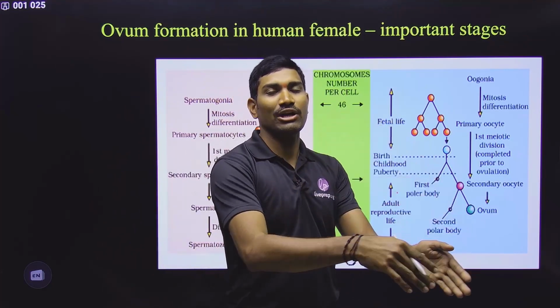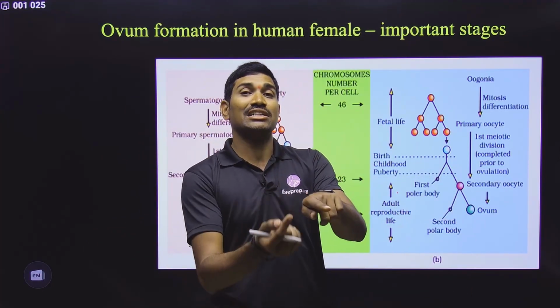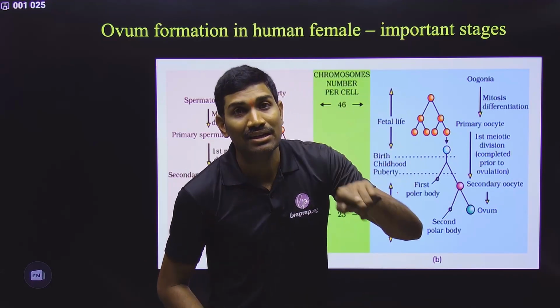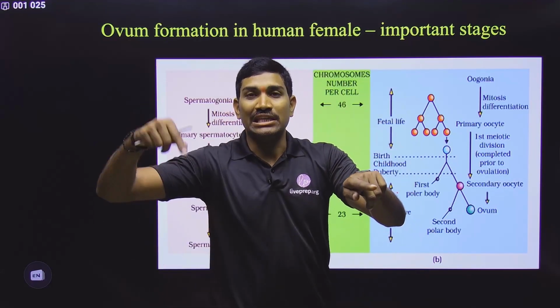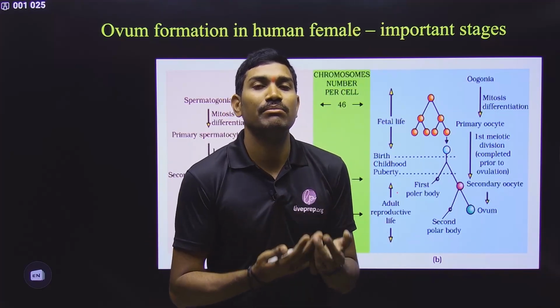Now it enters into the fallopian tube and moves in the fallopian tube. When that secondary oocyte arrested in metaphase 2 is present in the ampulla region, if sperm cells reach that particular location at that time, then fertilization may occur.